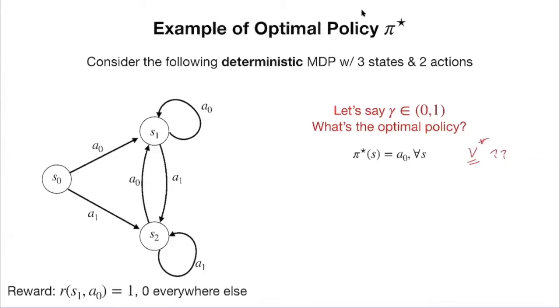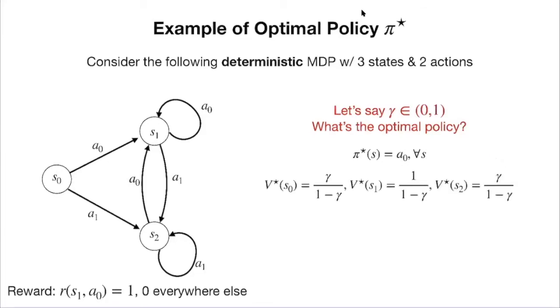Is it infinity? Remember, we have a discount factor. That's the place where the discount factor is actually quite useful. It should be gamma over 1 minus gamma. For which state? For all of them? Not really, but you pretty much get there.